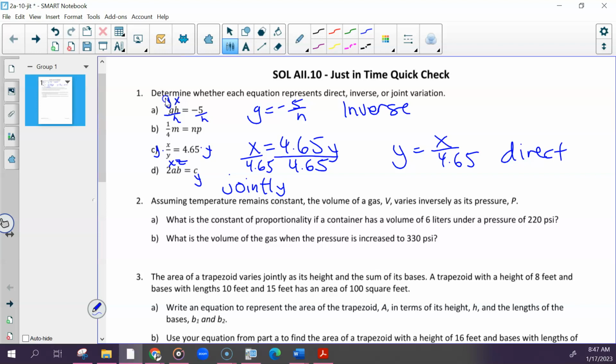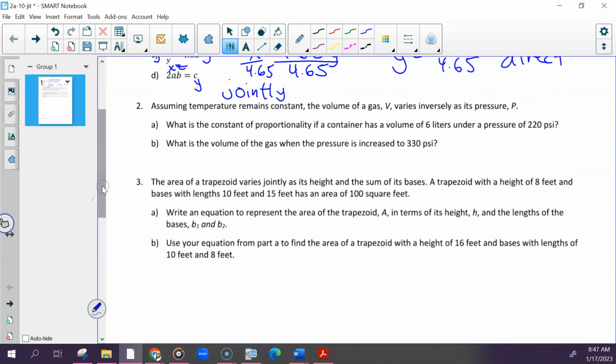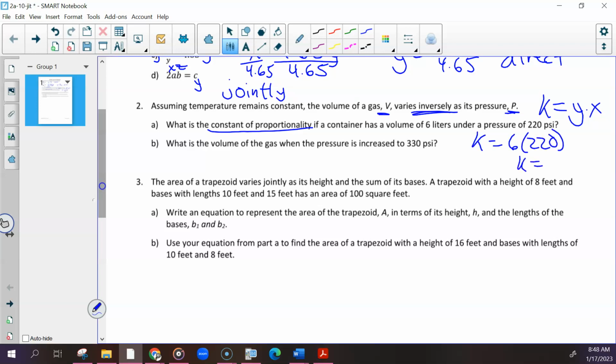Right. For 2, assuming temperature remains constant, the volume of a gas V varies inversely with its pressure P. So be thinking of how would I write this as an inverse equation. We're trying to find the constant of proportionality. So if it's inverse, to find your K value, you multiply them together. So if you multiply 6 and 220, you should get K. Someone do that. Tell me what K was.